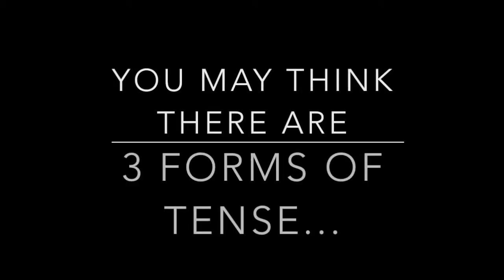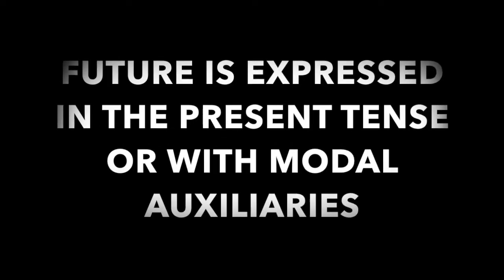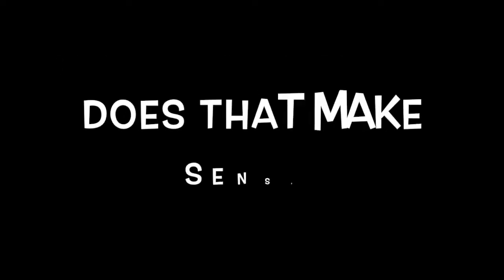You may think there are three forms of tense: past, present, and future. But not so fast. That's nonsense. There are only two forms of tense. Future is expressed in the present tense or with modal auxiliaries. Does that make sense? Let us give you an example.